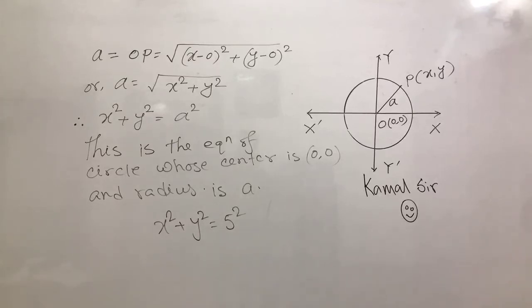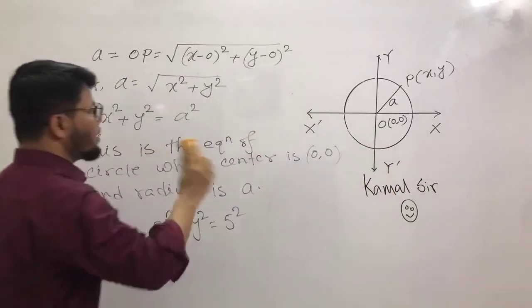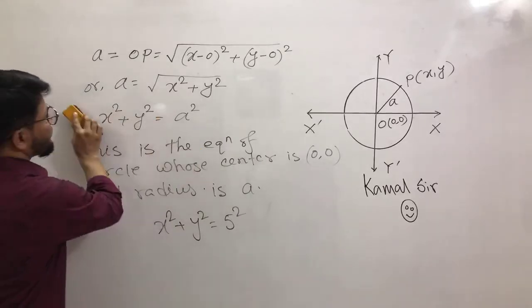Dear students, please let me know if you have any more question here. Just we have done here the first step, the equation of a circle whose center is at O and radius is A. I think you have no question. Okay, thank you. Now we will discuss here the next step, the circle whose center is outside the origin.